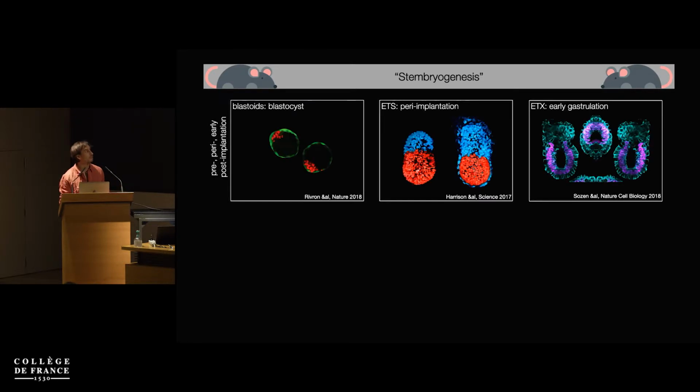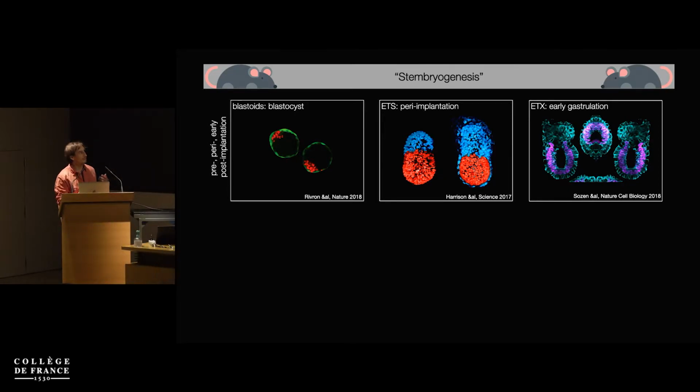And here I'm showing you some mouse systems that we have to date. Small disclaimer, I made these slides a while ago, so they are by no means a complete depiction of the state of the art of the field, but it's just to give you an idea about the things that we can actually do. So we can model peri- and early post-implantation stages, and here you see these models, so the blastoids that Nicola will talk about later today.